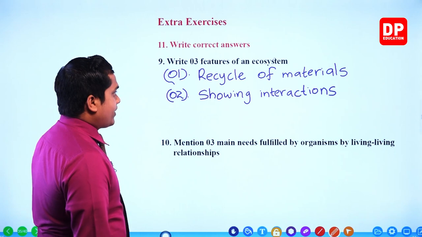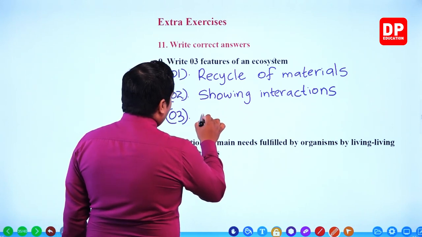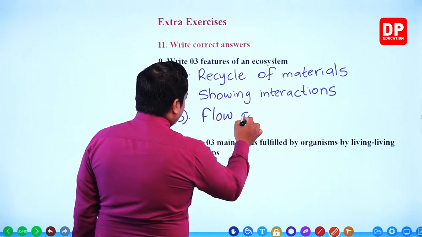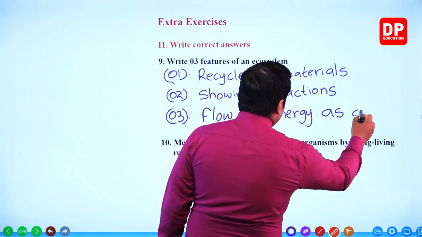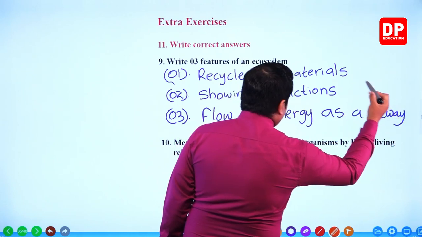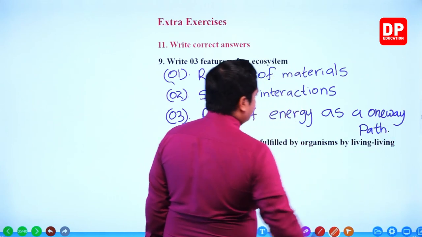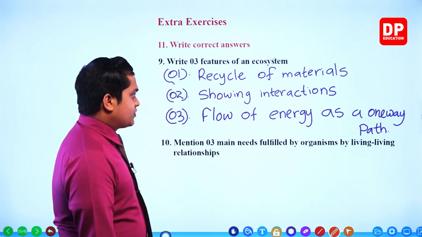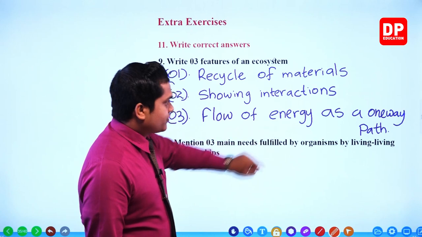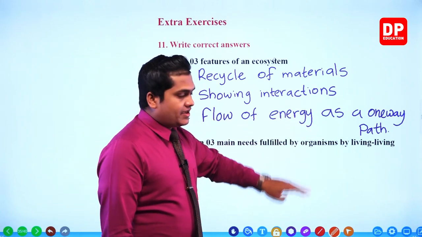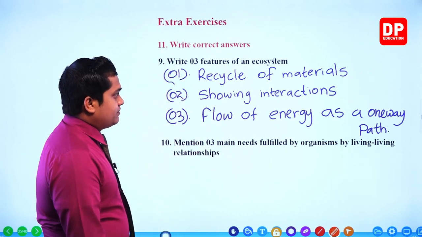Right, shoving interactions. Next one, number three, flow of energy as a one-way path, or as a one-way stream. Both are correct, no problem. So the special features related to an ecosystem are: recycling of materials, shoving interactions, and flow of energy as a one-way path. These are three characteristics or features that can be observed within an ecosystem, my dear children.